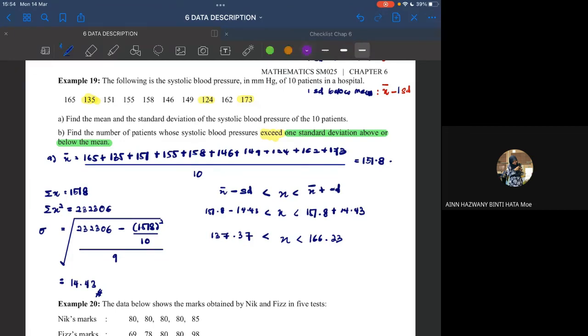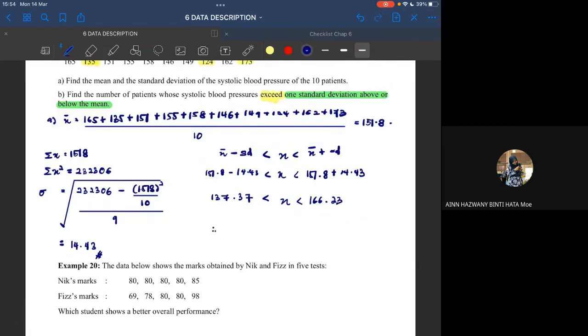So we can conclude that number of patient outside the range is 3 patients.